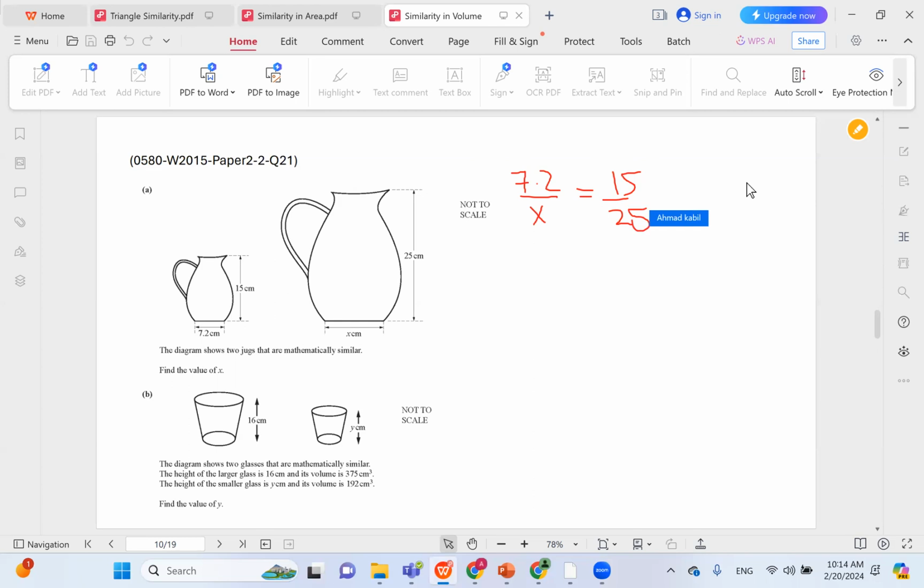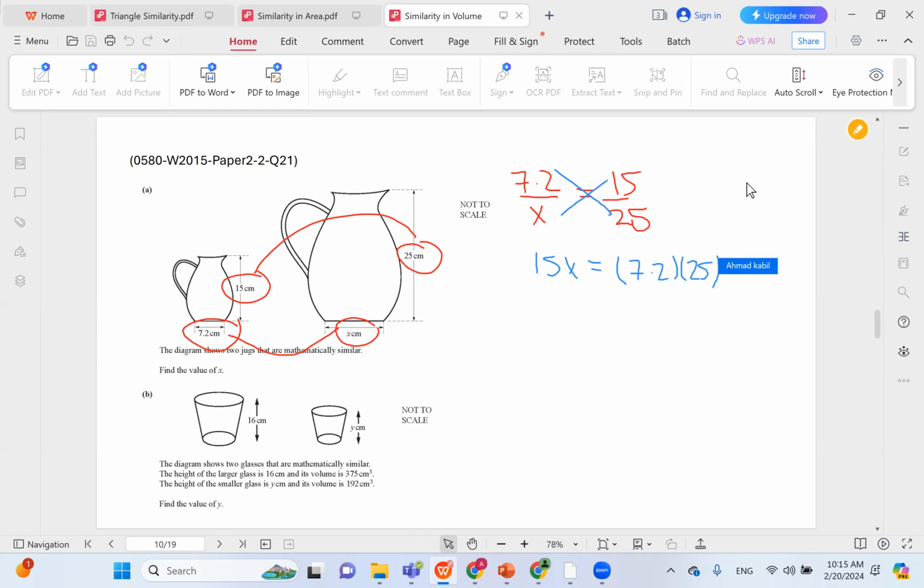It's sort of like similar triangles, which we had a previous video about. So the corresponding sides are placed over each other. So these guys have to be in the same fraction, and these guys have to be in the same fraction as well. And all you have to do next is just cross multiply. So you get 15x equals 7.2 times 25. So 7.2 times 25 is 180. So 15x equals 180. x equals 180 divided by 15.